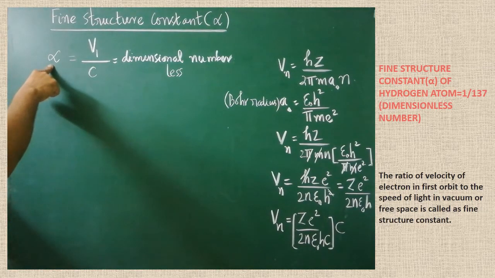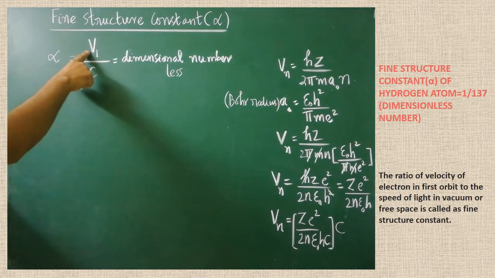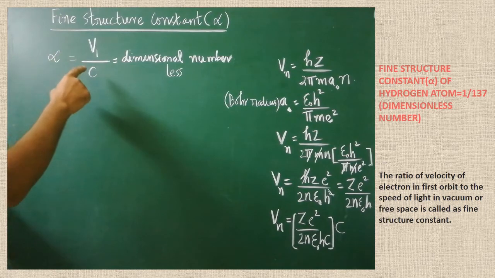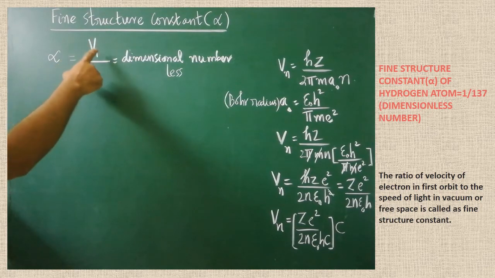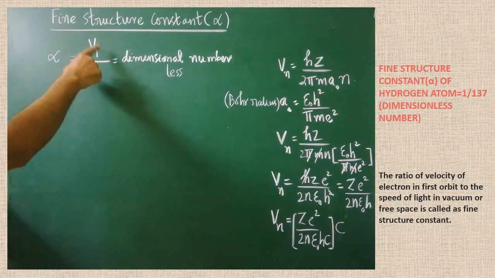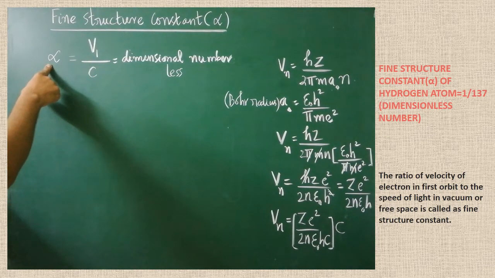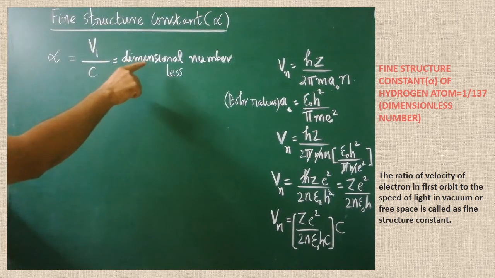What is the fine structure constant? Here we have to find the ratio between two velocities. V1 means the speed of the electron in the first orbit in the hydrogen atom. That is to be divided by the speed of light. The ratio of the speed of the electron in the first orbit of the hydrogen atom, divided by the speed of light, gives you a constant. That constant is called the fine structure constant. That we have to prove to be a dimensionless number.